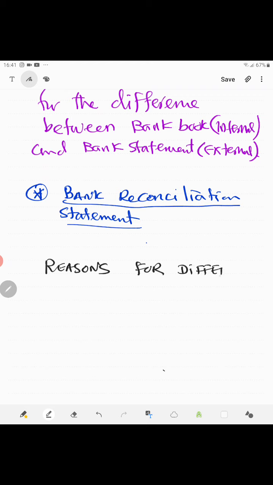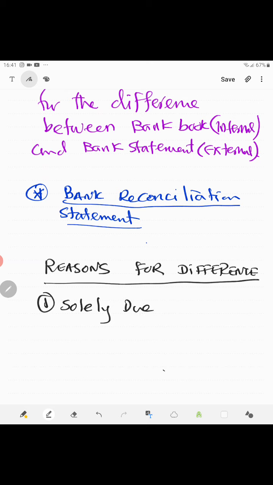Reasons for difference. First reason, solely due to the internal record keeping issues.